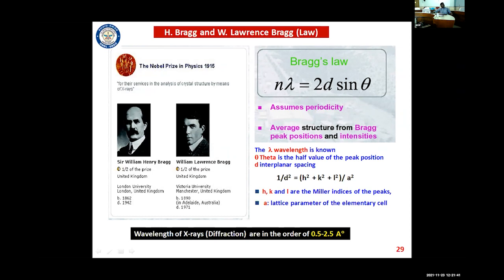Here n is the order of reflection and lambda is the wavelength of the target metal used. Generally we have copper K alpha, which has a wavelength of 1.5406 angstroms, d is the interplanar spacing, and theta is the incident angle. In order to satisfy Bragg's law, you should have a regular arrangement of the atoms, and it assumes the average structure from the Bragg peak positions and intensities. In these calculations, lambda is known, theta will be measured, and we calculate d. If d is known, we can calculate the lattice parameter, small a.